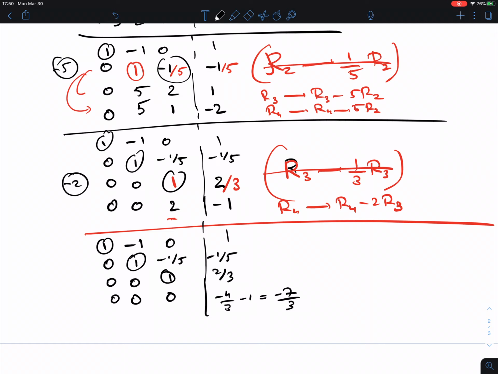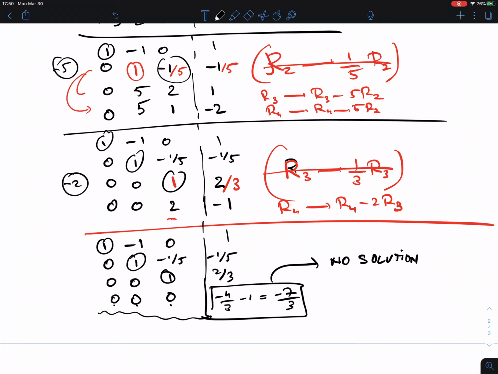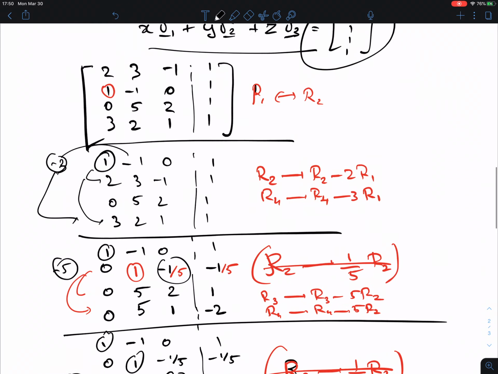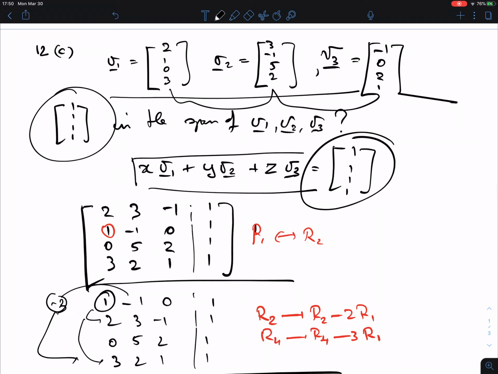And so the next column is this column, and this is the pivot in the augmented column. But if you have a pivot in the augmented column, this means no solution. Remember, why is this? Because what does this mean? This means 0 times x plus 0 times y plus 0 times z is equal to this number. That's not possible. So we have no solution. That means there is no linear combination that makes this happen. So the answer is no. This is not in the span. Okay? That's how you prove that something is not in the span.